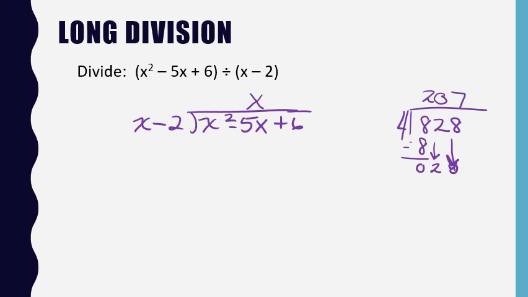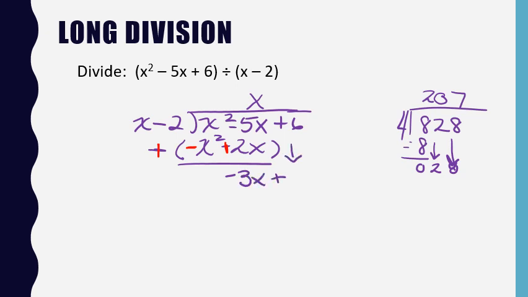So in order to get x squared, I've got to multiply x by x. So now I multiply here to here and here to here. And that gives me x squared minus 2x. And then I subtract. Now remember that you learned that subtracting is the same as adding the opposite. So I'm going to make this an addition, that subtraction, and that addition. And now I can just add. So when I add, negative 5x plus 2x is negative 3x. And then you bring down the next term. So negative 3x plus 6.